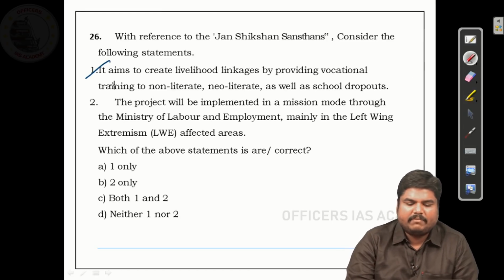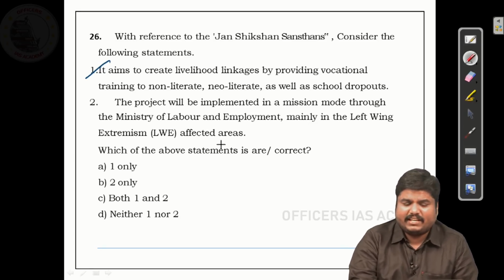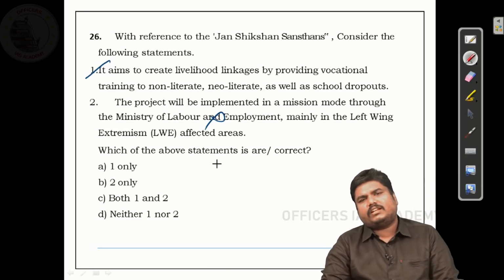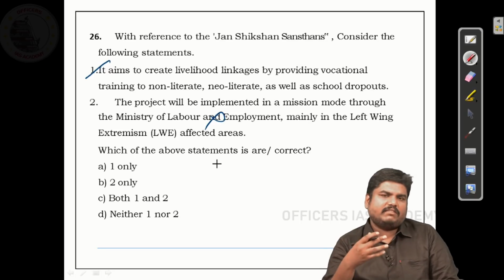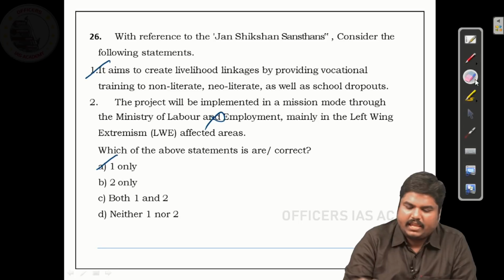This project will be implemented in a mission mode through the Ministry of Labour and Employment in left-wing extremism affected areas. So, it is partly correct, it is not the Ministry of Labour and Employment. It was with the Ministry of Human Resource Development and now it is currently with the Ministry of Skill Development. Statement 2 is wrong, so answer is A, 1 only.